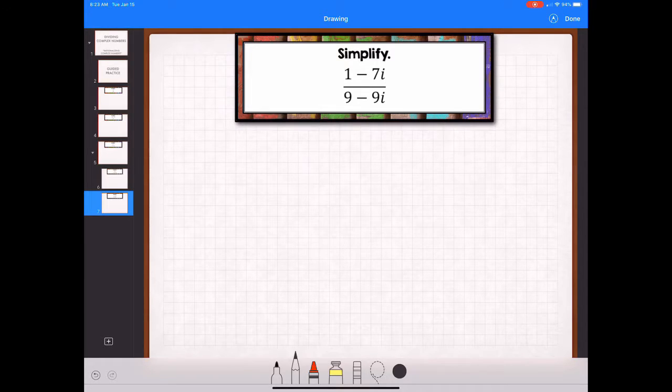Last example. This one has 2 terms on the top and 2 terms on the bottom. So this one's a little bit different. 1 minus 7i over 9 minus 9i. Same step, multiply by the conjugate. So the conjugate is 9 plus 9i.